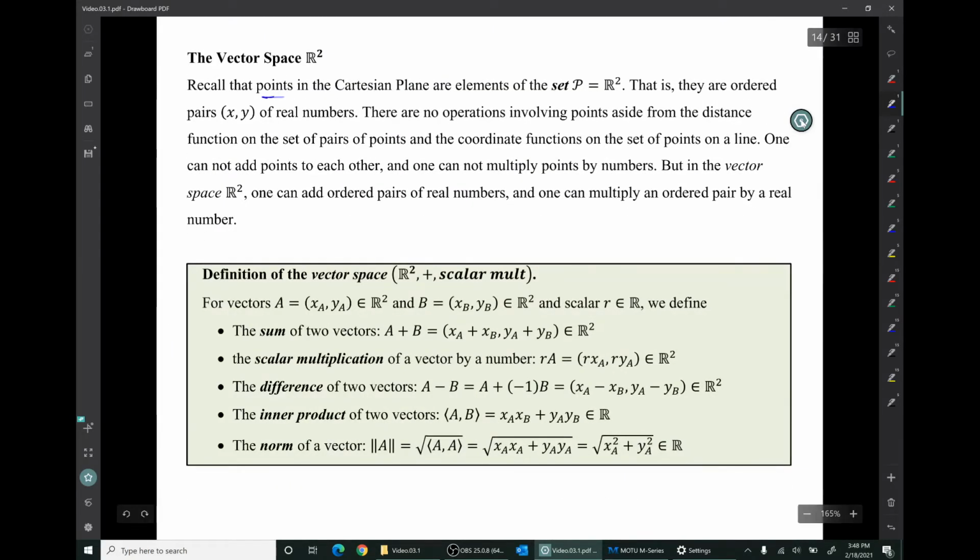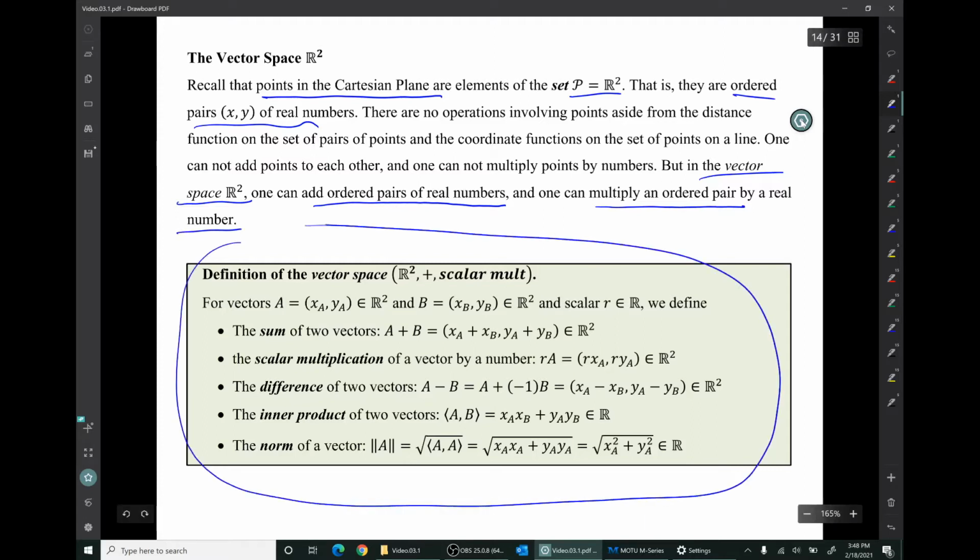So recall that points in the Cartesian plane are elements of the set R2. That is, they're just ordered pairs of real numbers. There are no operations involving points, aside from the distance function on the set of points and the coordinate functions on the set of points on a line, that is, ruler functions. You cannot add points to each other, and you cannot multiply points by numbers in the Cartesian plane. But in the vector space R2, you can add ordered pairs of real numbers, and you can multiply an ordered pair by a real number. That's called scalar multiplication.